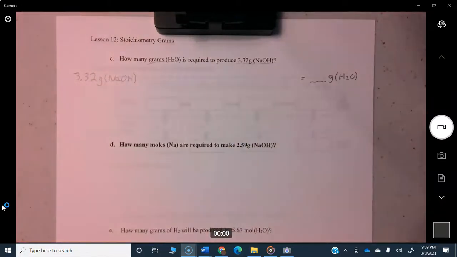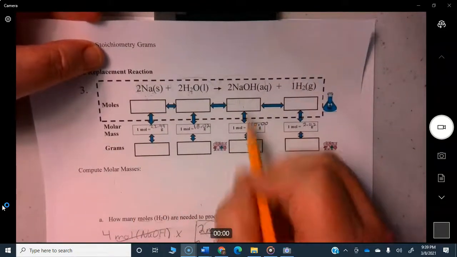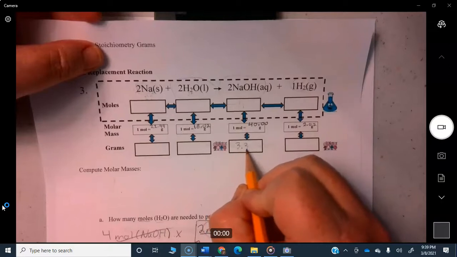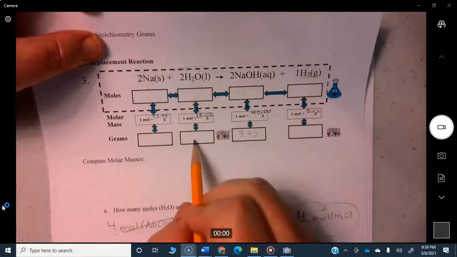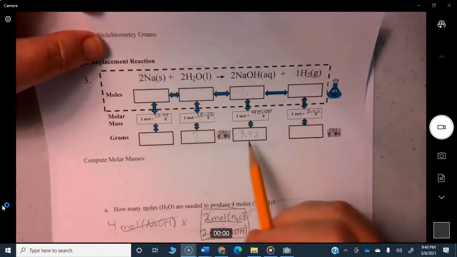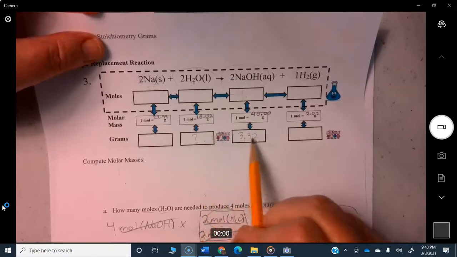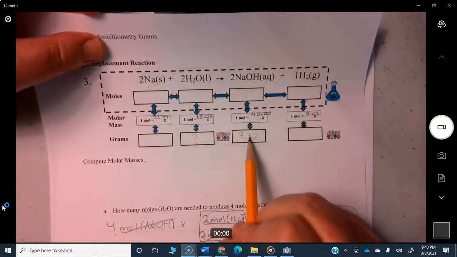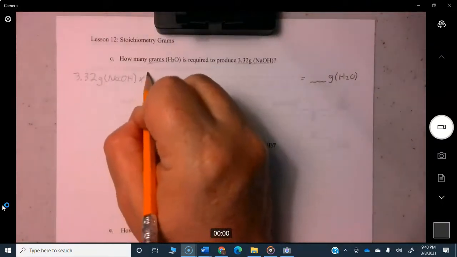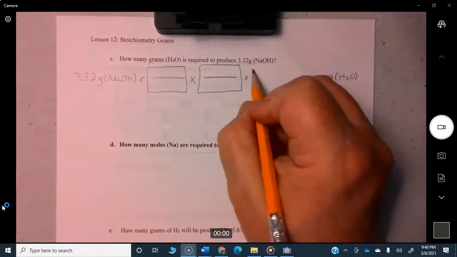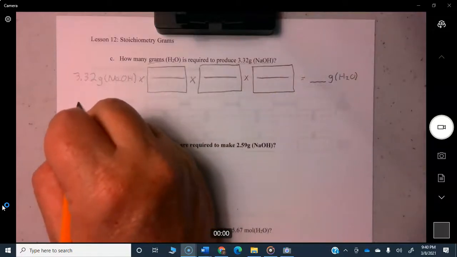Okay, so let's go to the graphic organizer. We start with 3.32 grams. We're in the grams row, NaOH, 3.32. And we're trying to find how many grams of H2O. So there's H2O and there's grams, so there's the question mark. So we need to go up, over, and back down. Okay, so the first one is this molar mass conversion for NaOH to get us moles of NaOH. Let's go ahead and draw the boxes first. Okay, so molar mass for NaOH is 1 mole.